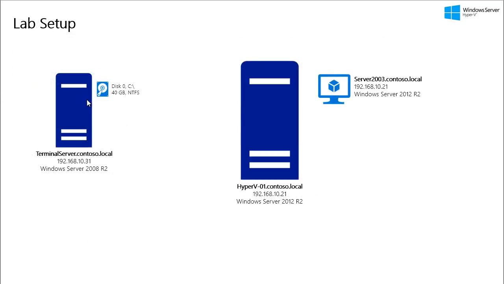So here's my lab setup. I have a terminal server, which is a physical server running Windows Server 2008 R2. It only has a single drive, which is the C drive, and the size of the C drive is 40 gig. So I'm going to run Disk2VHD on this terminal server and convert the C drive to a VHDX, and then I'm going to create a new VM on my Hyper-V host and attach the VHDX to the VM. We'll then power on the VM and power off the physical server.